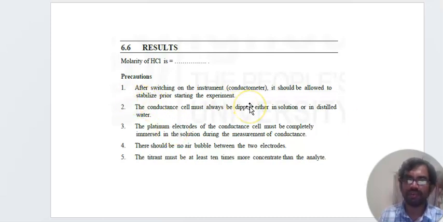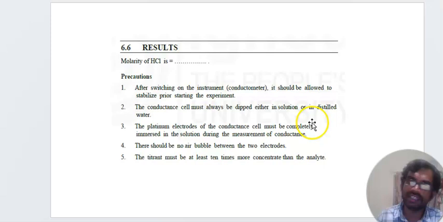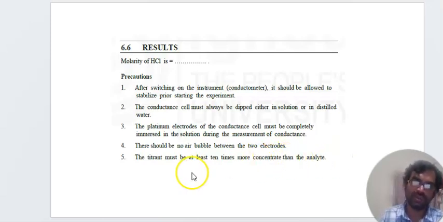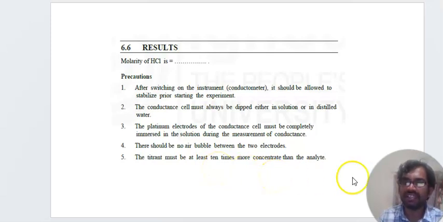These are the precautions before we go to do the conductometric titration. These points are very important, these precautions. After switching on the conductometer instrument, it should be allowed to stabilize prior to starting the experiment. The conductance cell must always be dipped either in solution or in distilled water. The platinum electrode of the conductance cell must be completely immersed in the solution during the measurement of conductance. There should be no air bubbles between the two electrodes. The titrant must be at least 10 times more concentrated than the analyte.